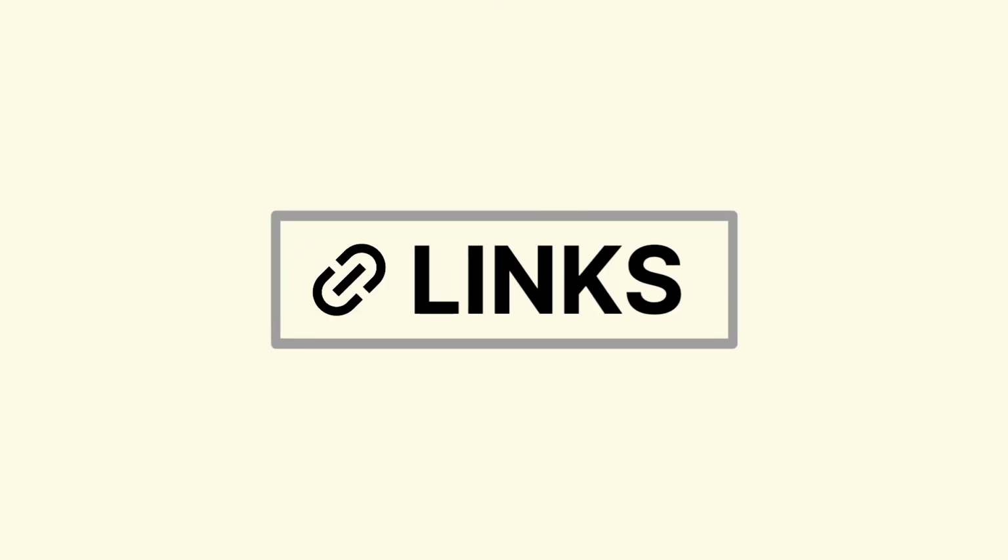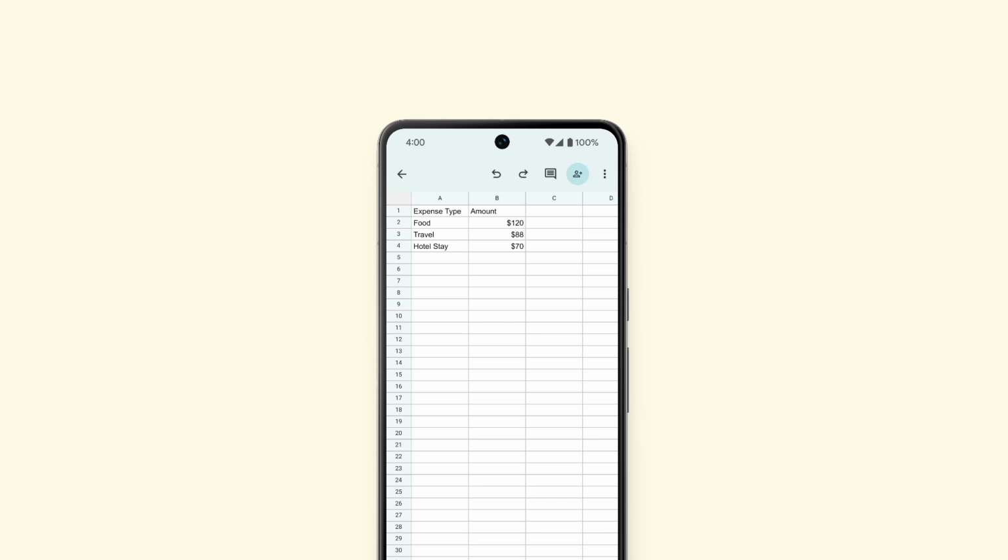In this video, we will talk about how to use links to boost productivity. In your Android device, you can use links to start a chat, find a file, and so much more. For example, this is a link to an expenses file in Google Sheets. Tapping this link launches the Google Sheets app and opens the expenses file.